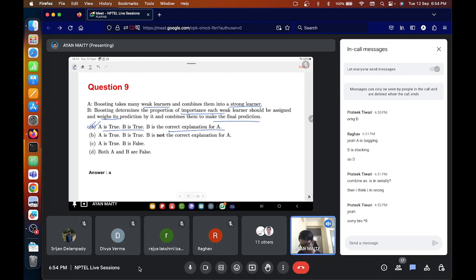This is the reason that by combining the weak learners, boosting is able to create a stronger learner. In every iteration it takes a weak learner and trains it on the examples which have been misclassified before, and based on that it finds the importance values for every weak learner. This way it combines those weak learners and makes them into a strong learner. So statement B is the correct explanation for statement A. So option A is the correct answer.